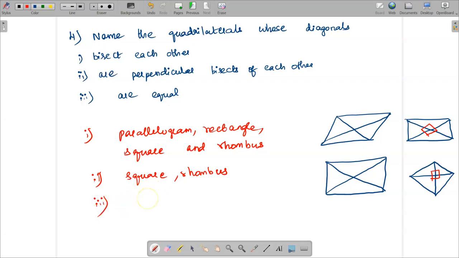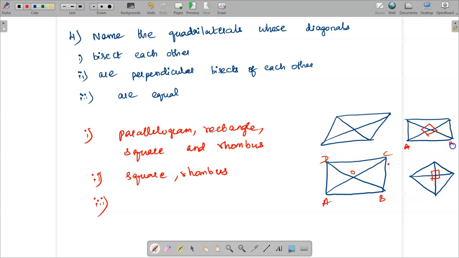And then the third question is whether the diagonals are equal. Okay, so where the diagonals are equal, definitely it is in rectangle, right? So when you take this rectangle ABCD, right, and O is the midpoint of the two diagonals, right? So definitely I can say that OA is equal to OB equal to OC equal to OD.